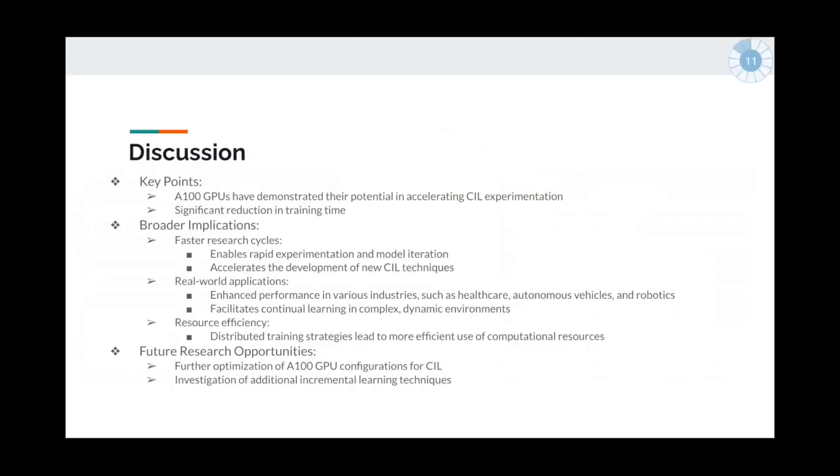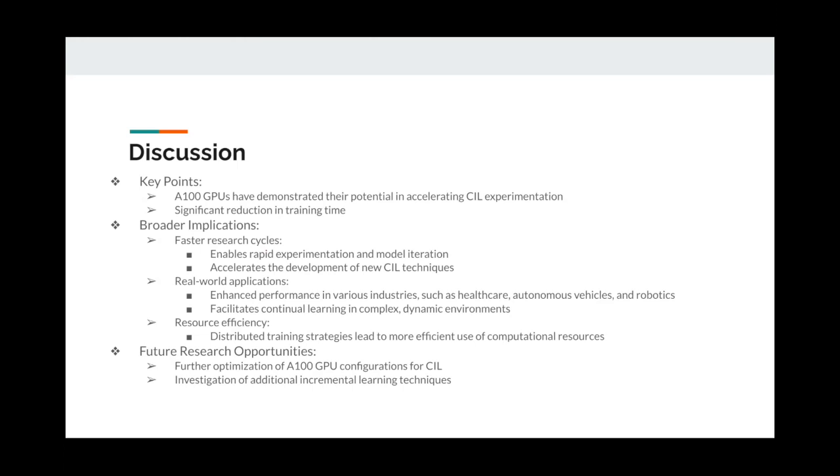So, some key points. A100s demonstrated their potential in accelerating class incremental learning experimentation with a significant reduction in training time, especially compared to a more conventional GPU like the Tesla T4, which a lot of people would be working with. It also has a lot of real-world applications, such as in healthcare, autonomous vehicles, and robotics. As we can train faster and faster, those things can update more quickly and give more human-like responses.